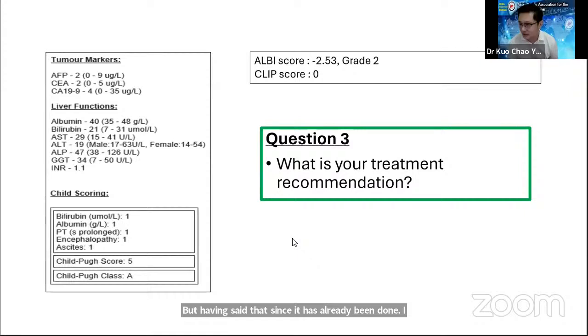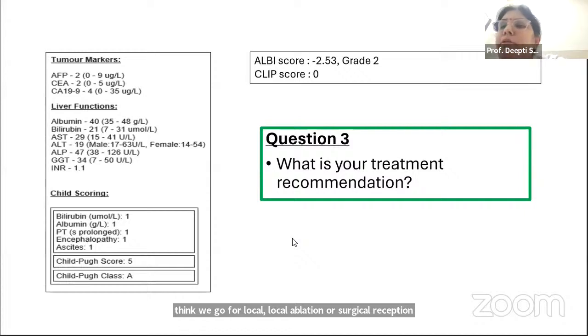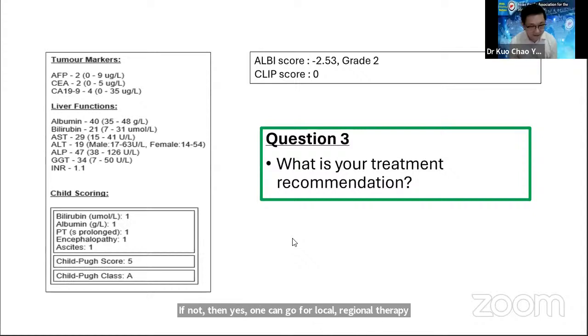Okay, thank you very much, Prof. Josh. Prof. Sharma, you have something to say? Yes, I will go for a feasibility for surgery, but I think collaterals are there. So maybe because of the portal hypertension, the surgery is not feasible. If not, then yes, one can go for local regional therapy in the form of TACE or radiation therapy, SBRT. Okay, thank you very much.